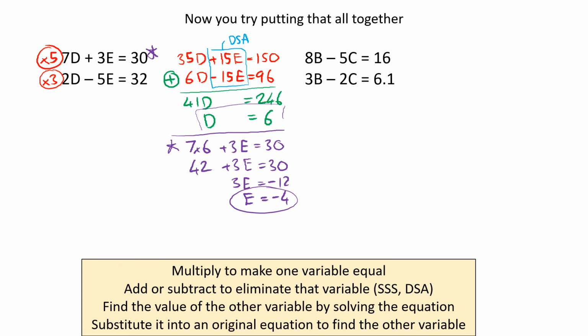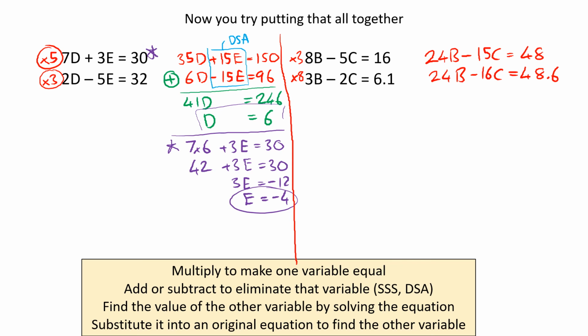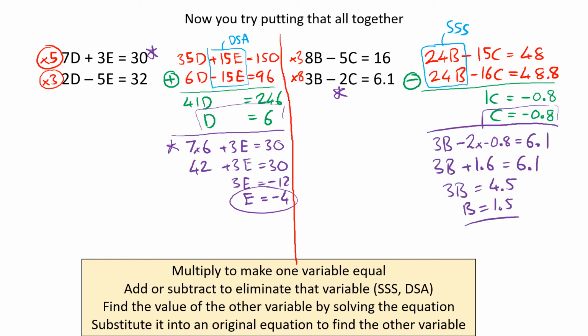As for the second one, I decided to multiply by 3 and 8 to make the b's the same this time. This led us into a subtract where you've got to really think about the signs. You're doing minus 15 minus minus 16, so that'll go up to 1c, or just c is minus 0.6. Then I actually realised I made a little bit of a mistake. It's actually minus 0.8, apologies. And substituting that in gives b equals 1.5. How did you do?